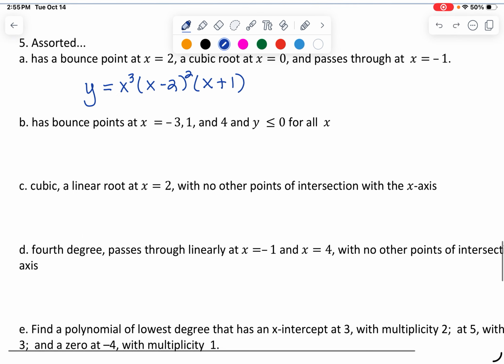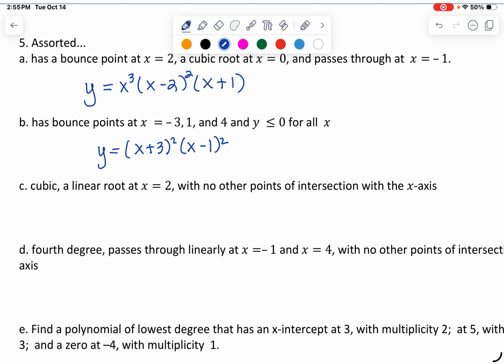Has a bounce point at -3, 1, and 4. So x plus 3 squared, x minus 1 squared, x minus 4 squared. Once again, it doesn't say of least degree, but if it did, those are the exponents I definitely want to use. And then it says, and y is less than or equal to 0 for all x. So I want it to give me a negative output every single time.